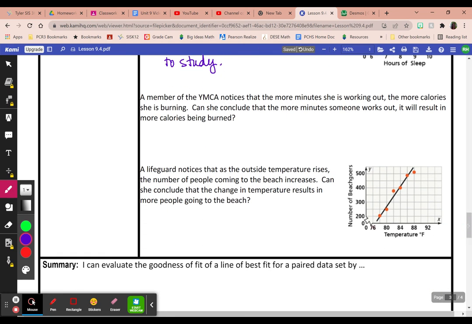Another example: a member of the YMCA notices that the more minutes she is working out, the more calories she is burning. Can she conclude that the more minutes someone works out, it will result in more calories burned? Well, this would be yes, because we all know that the more you're moving, the more calories you're burning throughout the day. That's a direct correlation to each other.